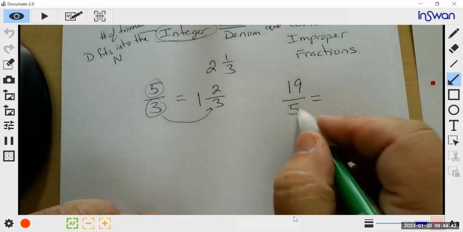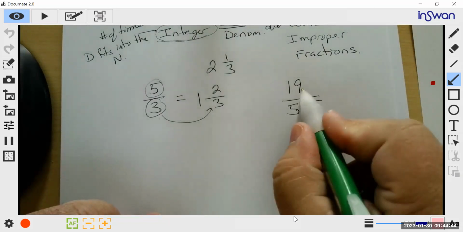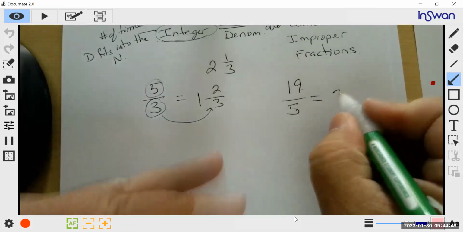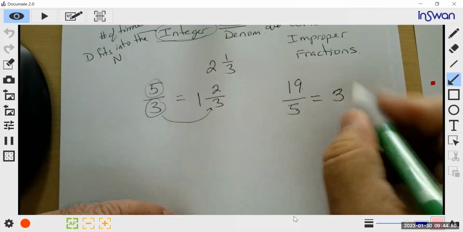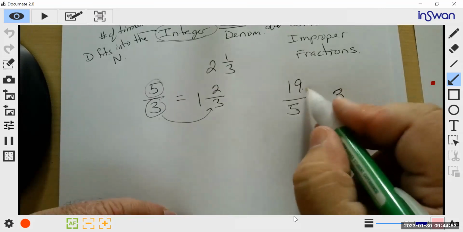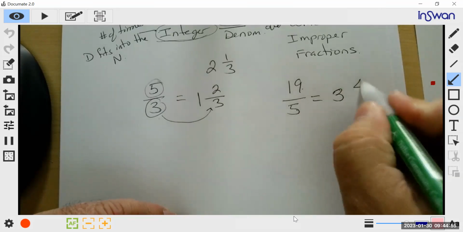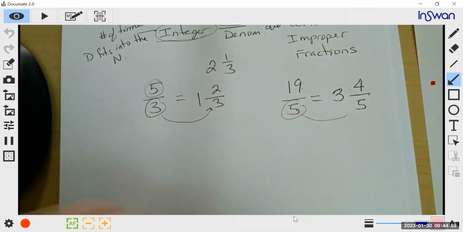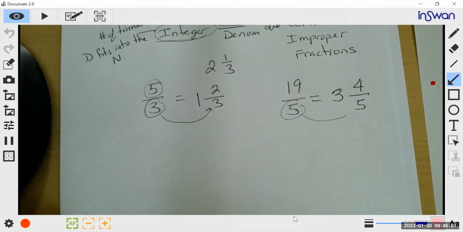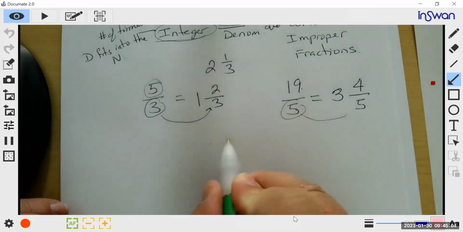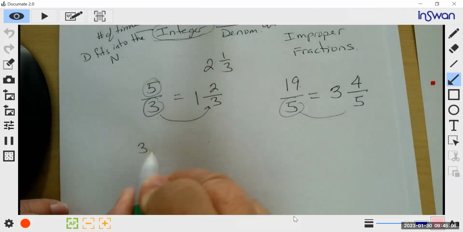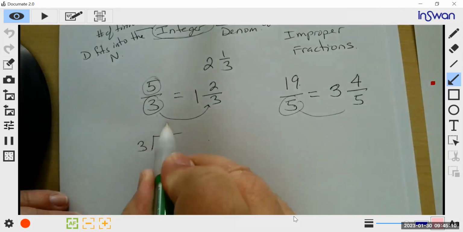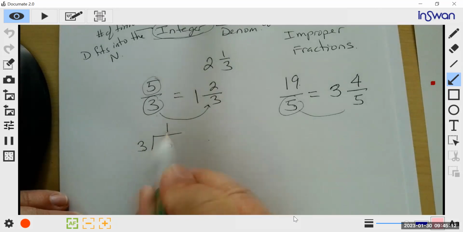It's an improper fraction. How many times does 5 go into 19? 5, 10, 15. So it's 3 times. From 15 to 19 is 4. And if we did long division, 3 goes into 5 once. 1 times 3 is 3.